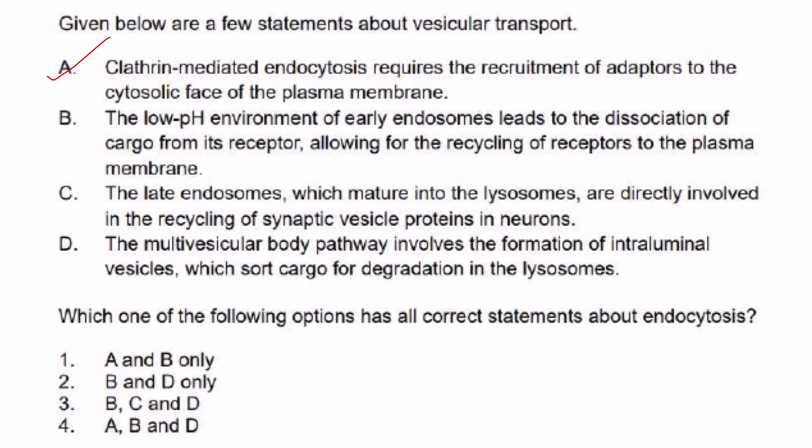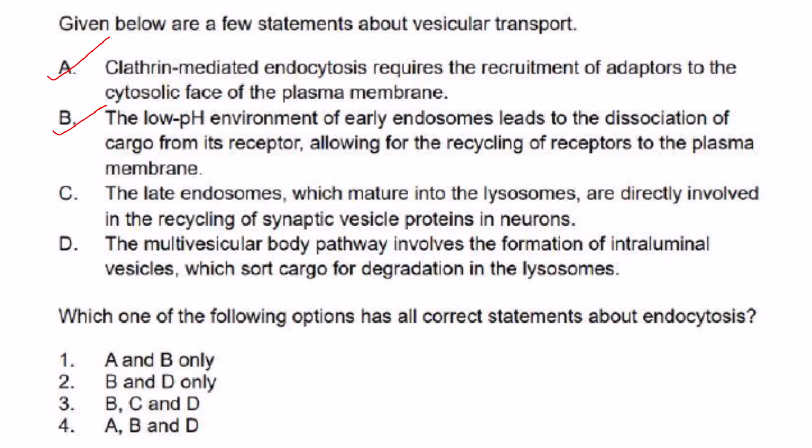The low pH environment of the early endosomes, yes, leads to the dissociation of the cargo from its receptor. Cargo is your LDL. So LDL will be dissociated from its receptor, allowing the recycling of the receptor to the plasma membrane. That is also correct.